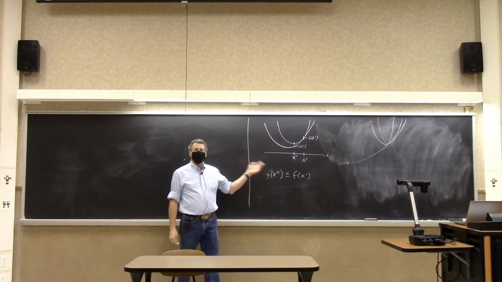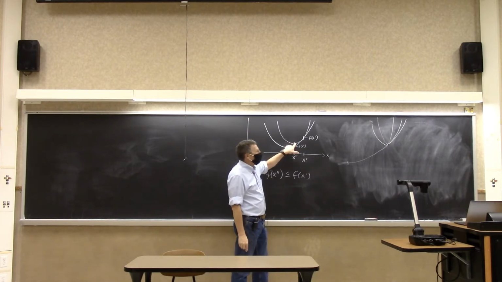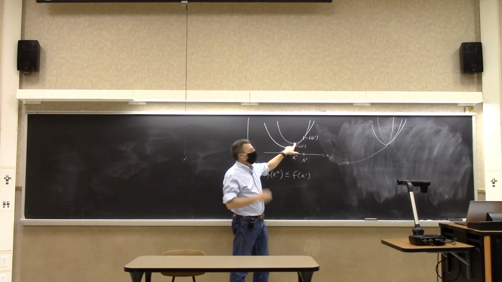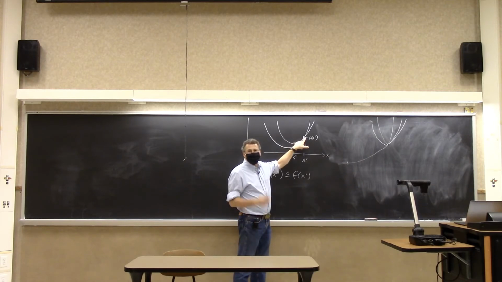It's just a series of simple inequalities, because this thing has to be less than that by assumption, and this thing has to be less than that because you were doing a minimization. And these two things have to be equal because you've assumed they're equal.